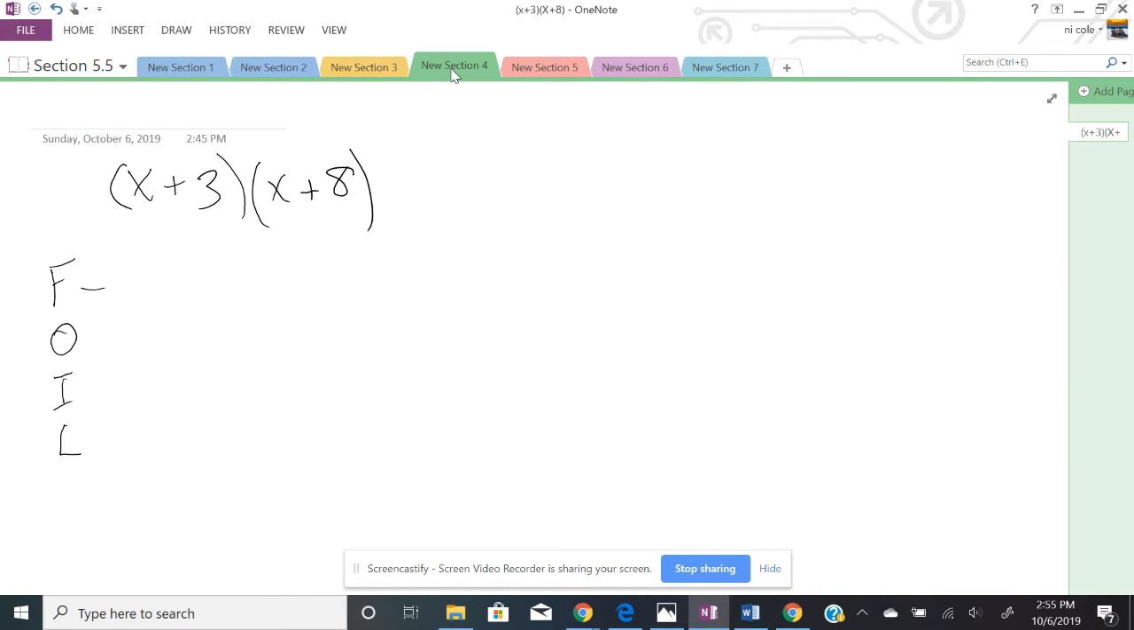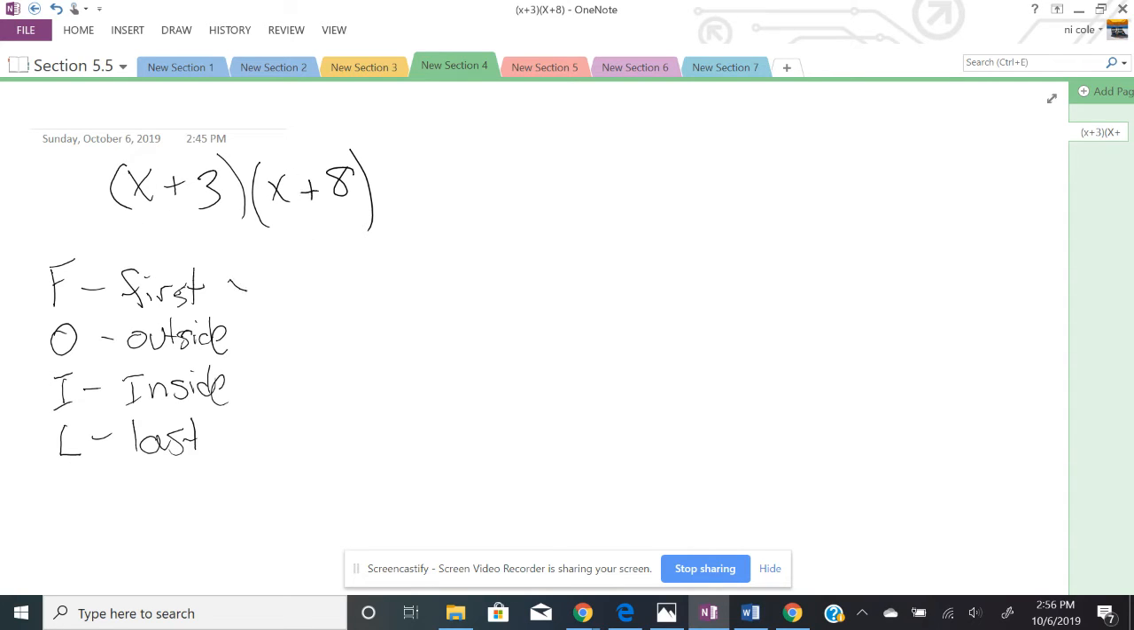Now, what are we truly leading to? Oh, that's what we're leading to. Okay, we're leading to something you often refer to as FOIL. Okay, but this is just a distribution. FOIL stands for first, outsides, insides, inside, and last.